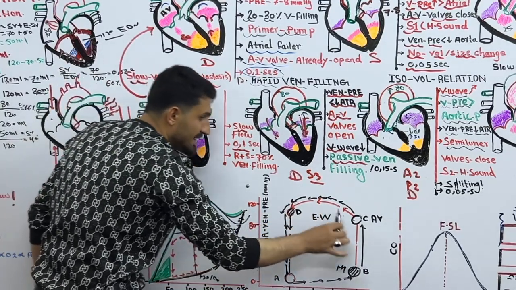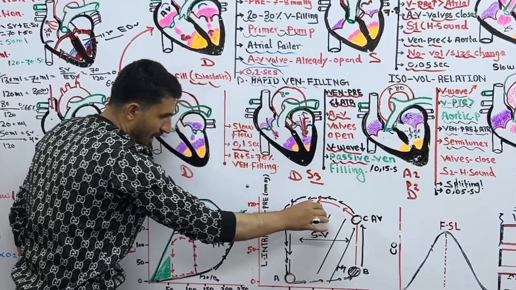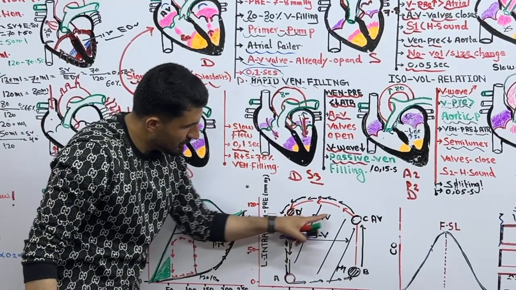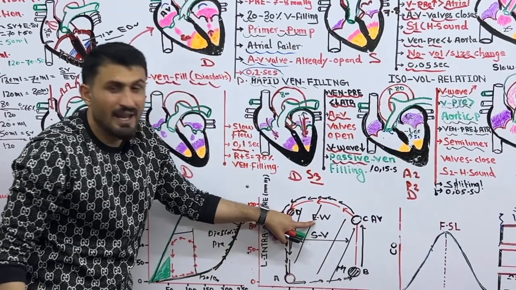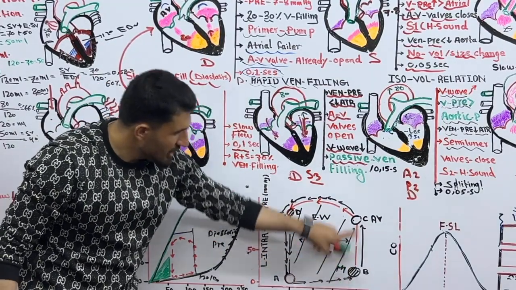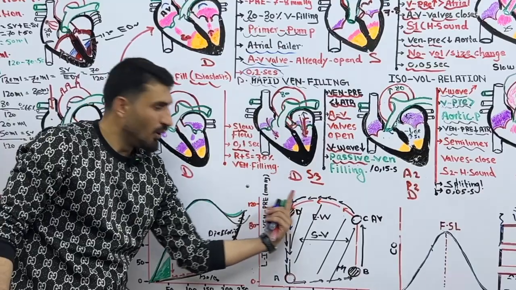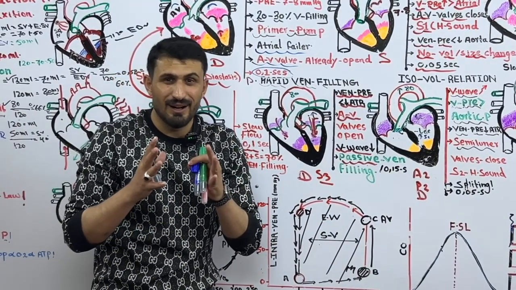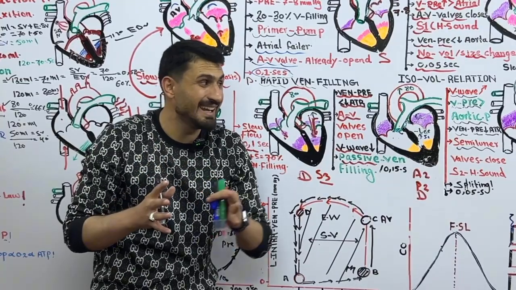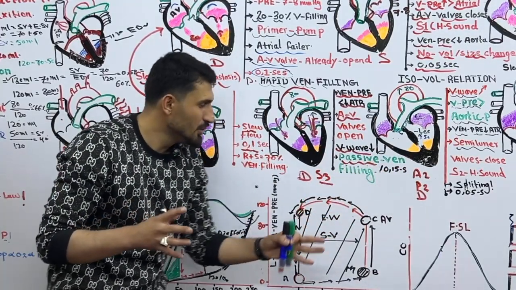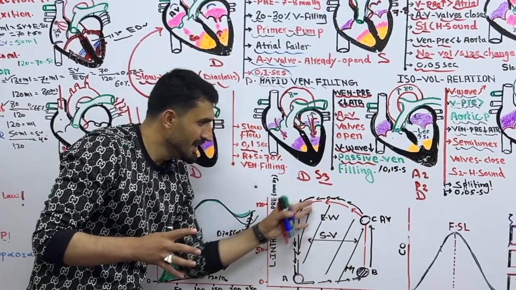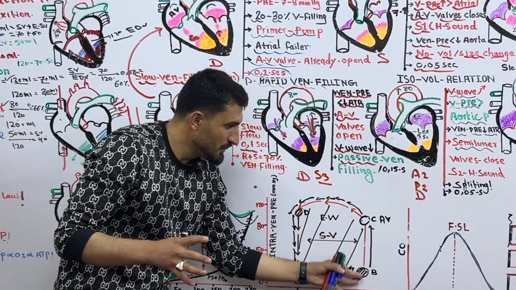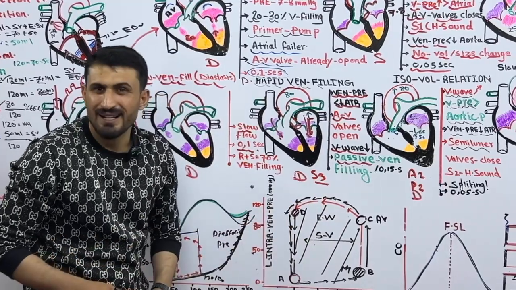So now all this area, all this shaded area, is collectively called external work. Pressure plus volume, all of them are called external work. So most of the energy which is used in cardiac work is used in this area, which is external work, made of pressure work and volume work together.